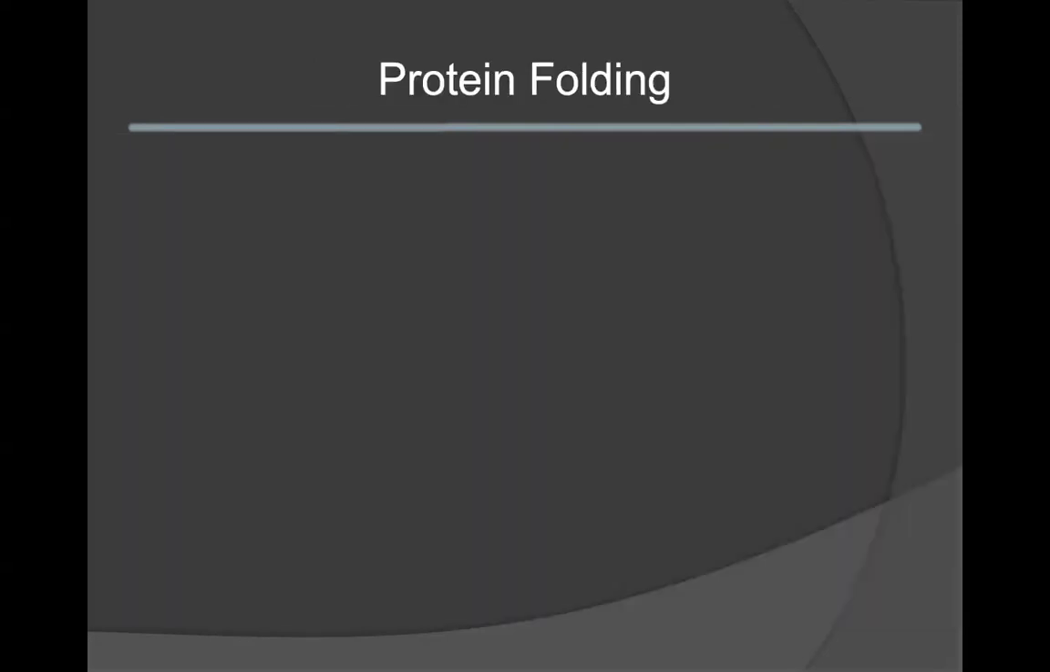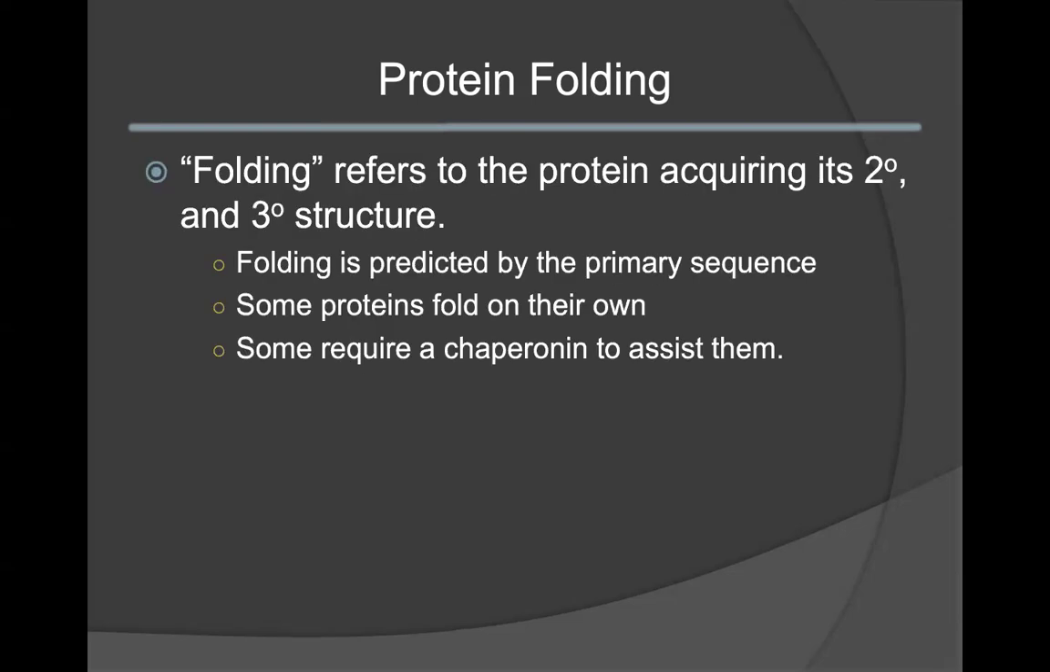Another important concept to understand is the concept of protein folding. Folding refers to when the polypeptide chain starts acquiring its secondary and tertiary structure. The folding or shape of a protein is going to be determined by that primary polypeptide sequence. Some proteins are small and can actually fold on their own, but more complex proteins are going to require some assistance. This assistance comes in the form of chaperonin proteins that basically grab onto the polypeptide chain to ensure that it is folding in the proper formation.